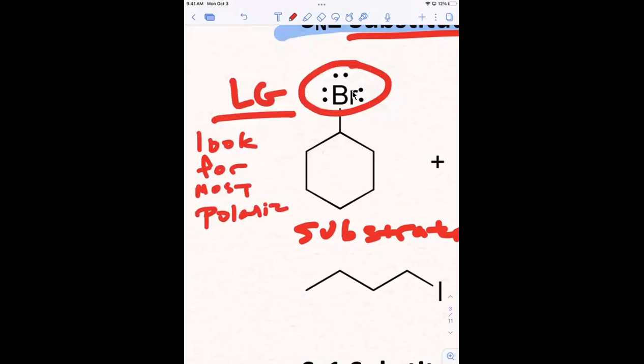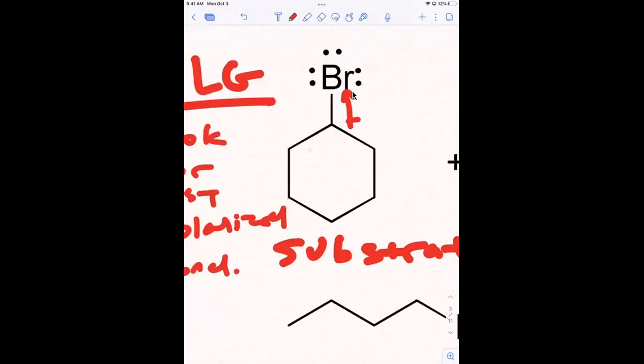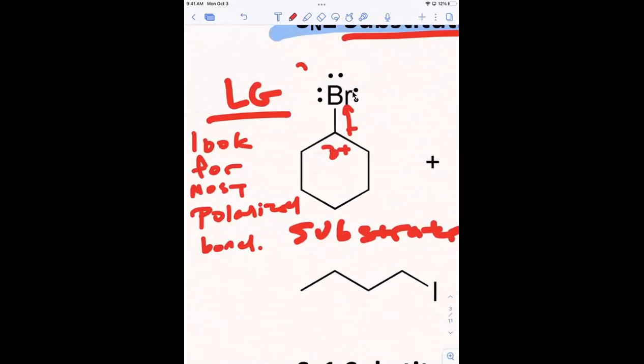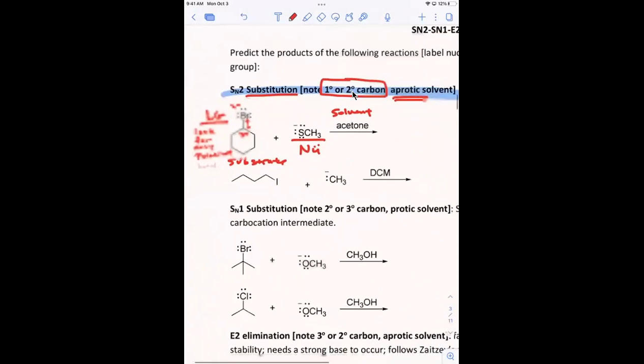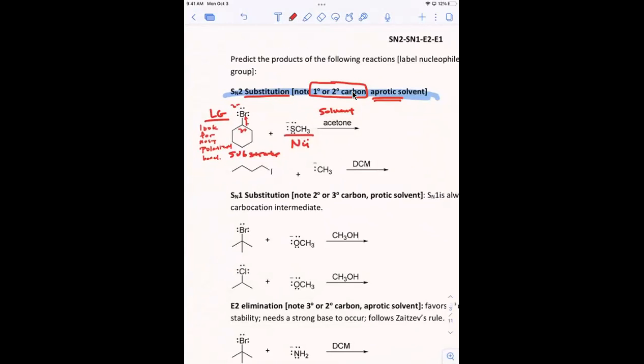Right? So there's a dipole here between carbon and bromine. This carbon is partially positive, bromine is partially negative. So I always look for that partially positive carbon to know where my nucleophile is gonna attack, right? Without going through the arrows, we'll do that on another page.